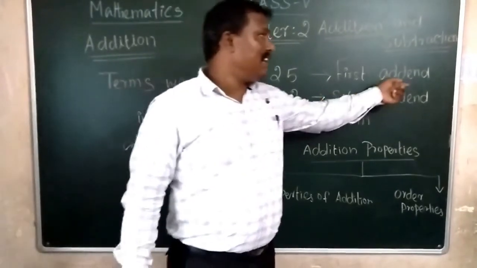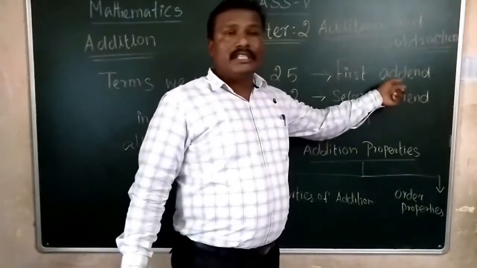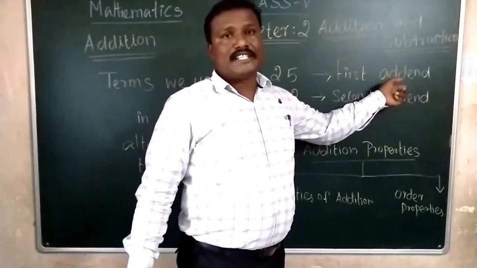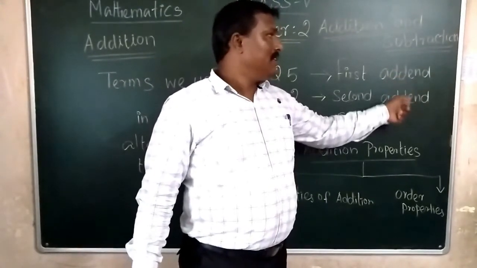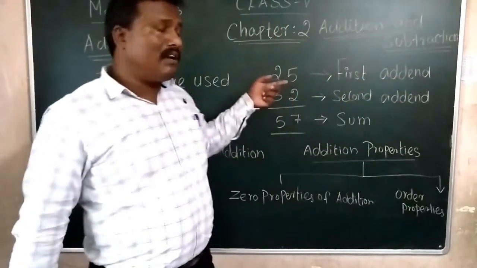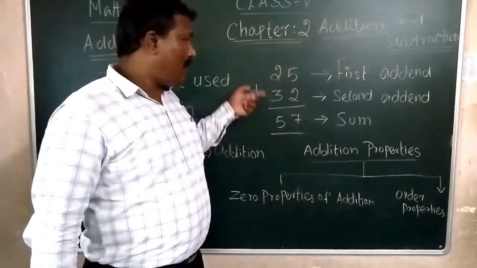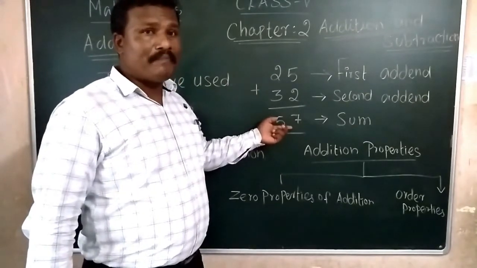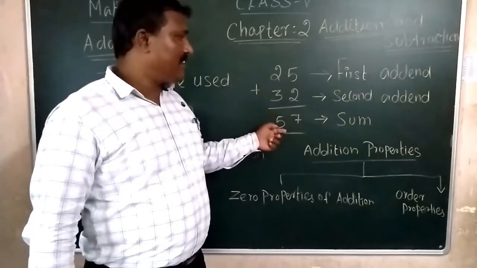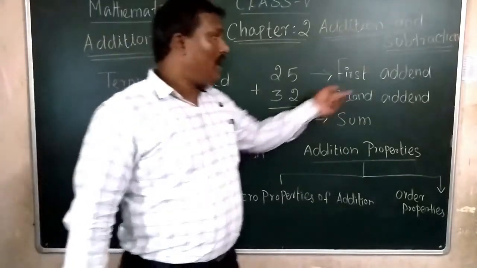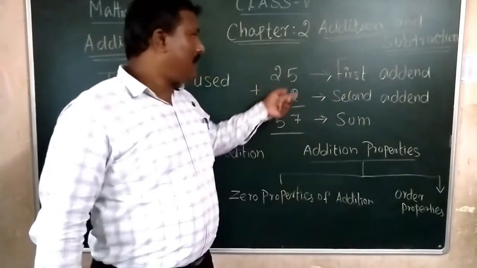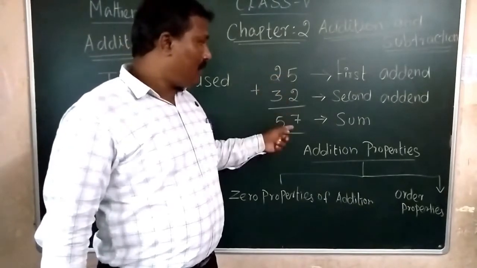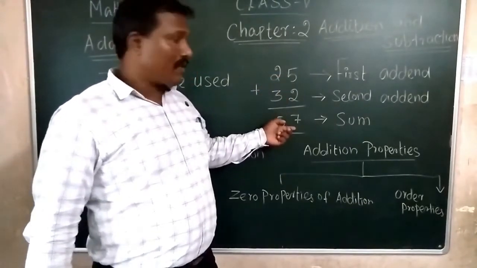This addend is the term we use when we do the addition sum. So addend means the numbers we add. After the addition, the result we call the sum. The addition result 57 we call the sum. So the numbers we add are called addends, and the total of the numbers we call the sum.